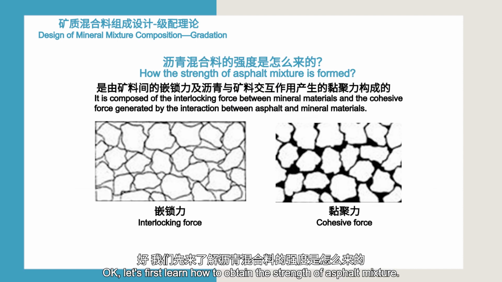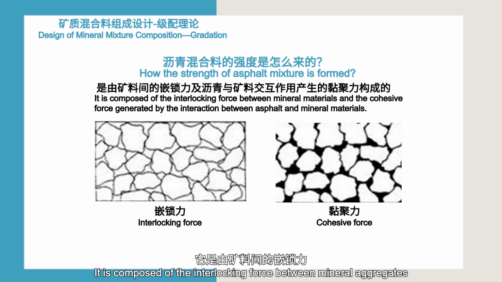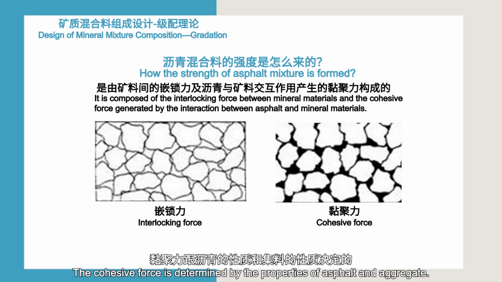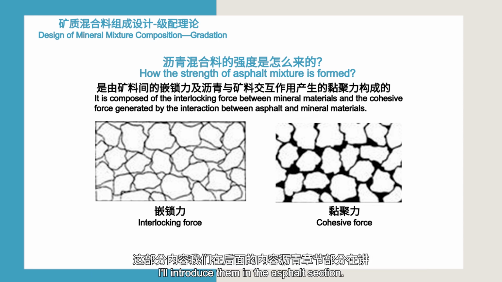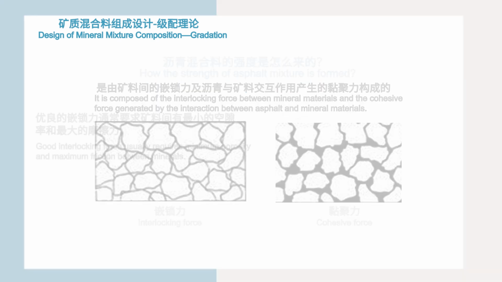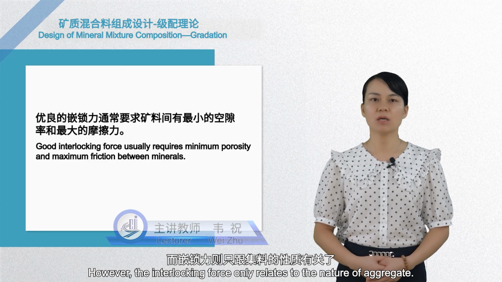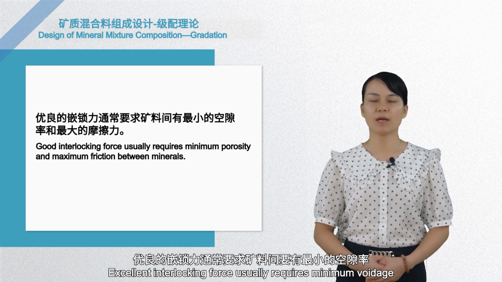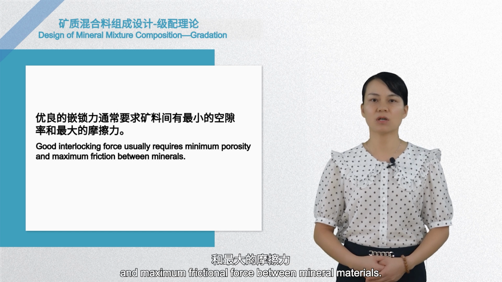Okay, let's first learn how to obtain the strength of asphalt mixture. It is composed of the interlocking force between mineral aggregates and the cohesive force generated by the interaction between asphalt and mineral aggregates. The cohesive force is determined by the properties of asphalt and aggregate. I'll introduce them in the asphalt section. However, the interlocking force only relates to the nature of aggregate.